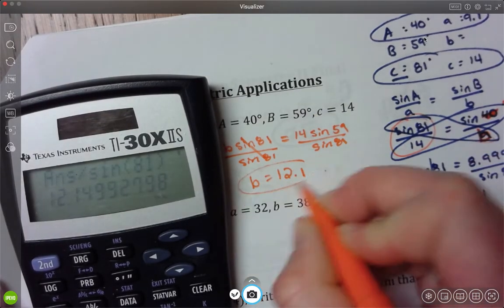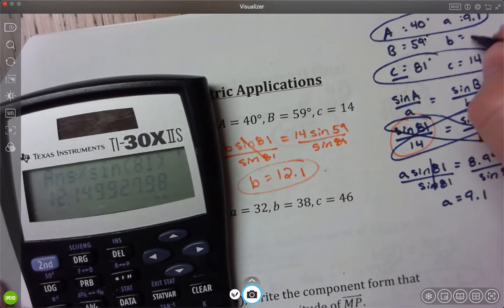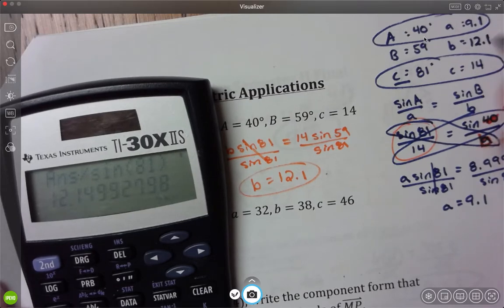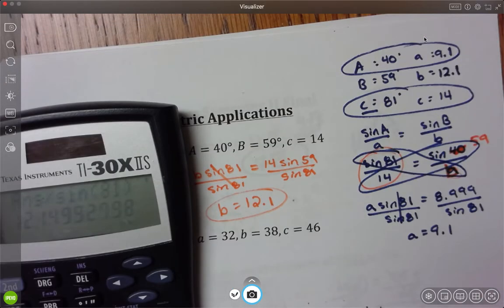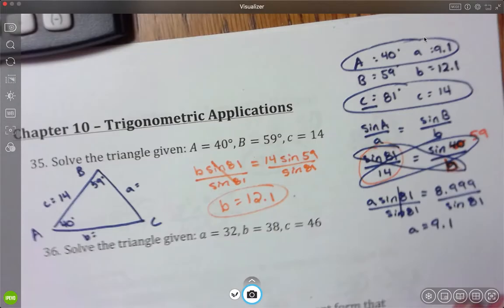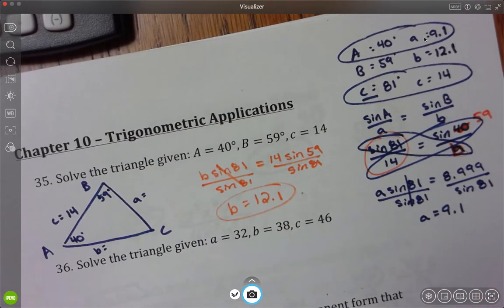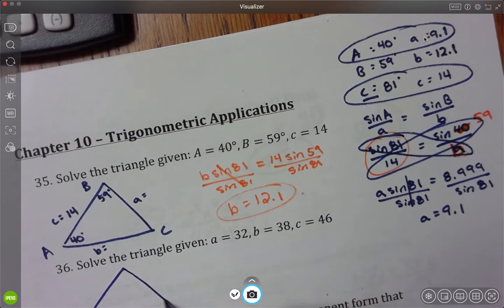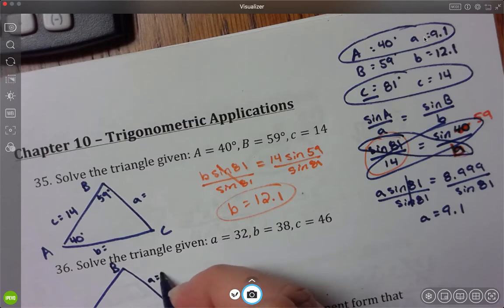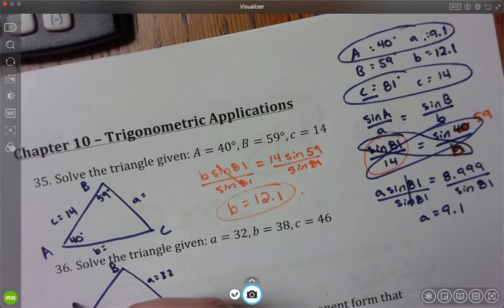Okay, and I have solved the triangle because I have found everything that is not already there. All right, same thing for the next one. Solve this triangle, except the only thing they give me is the three sides. This is capital A, capital B, capital C. I have lowercase a is 32, lowercase b is 38, lowercase c is 46. Okay, that's what it will look like.